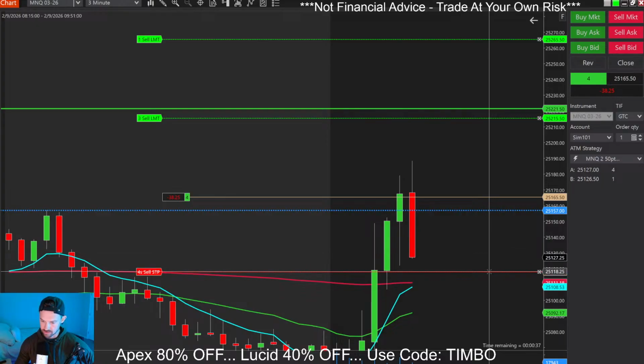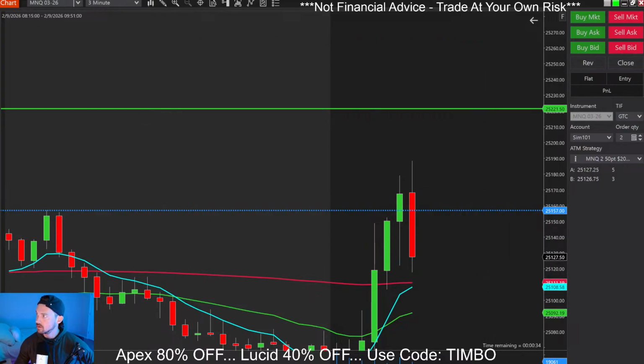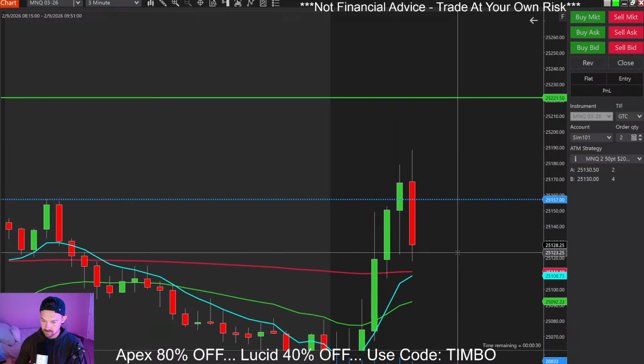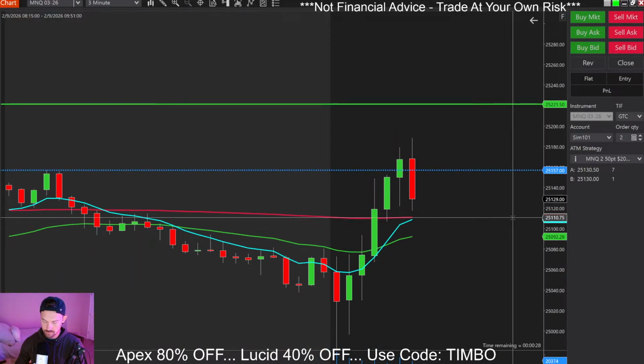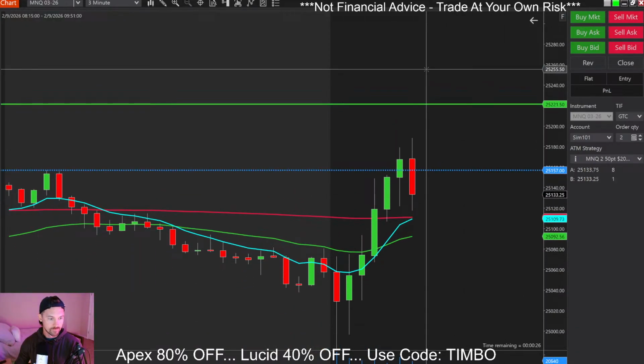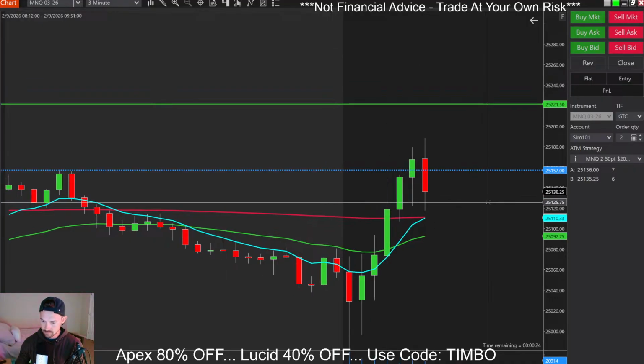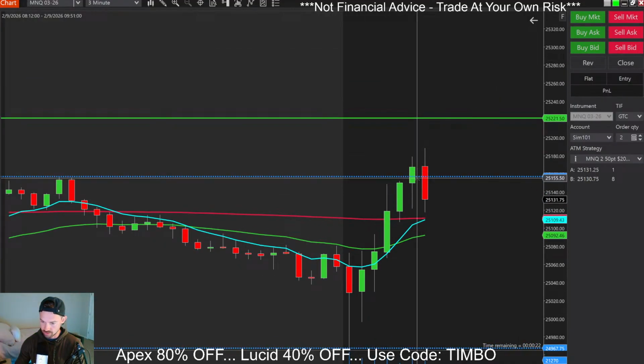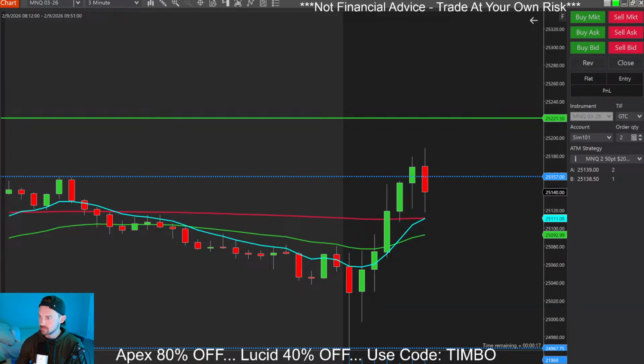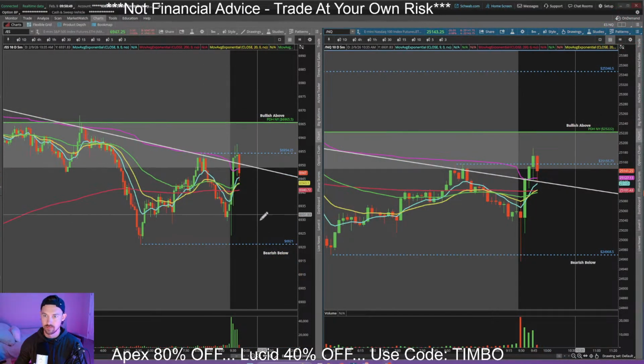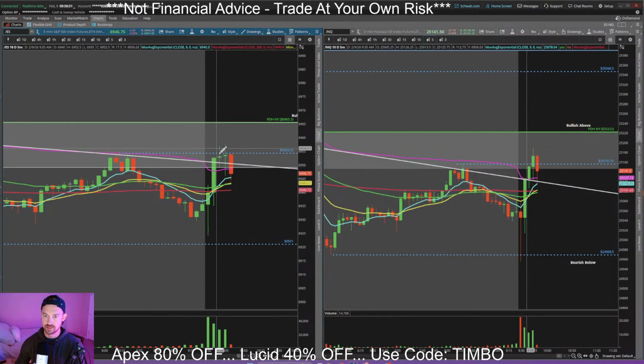Rejecting it, looks like I'm going to get stopped out. Alright, there's a stop out. Order canceled. Just couldn't get that push above the level. Back up. Yeah, ES kind of had a double rejection there. They wanted to bring it back down first here.